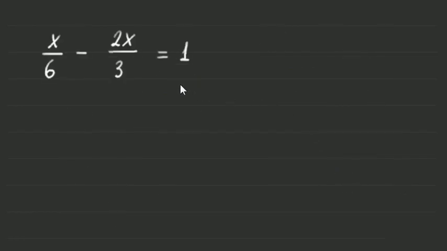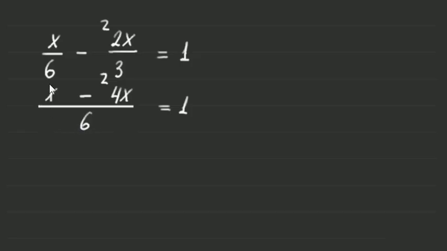Now let's look at another example equation. Here we have fractions. First we need to get the same denominator for both fractions. In order to do this, I multiply the second fraction, denominator and numerator, by 2, and I get the new fraction 4x over 6. As both denominators are the same, I write these fractions as one fraction.